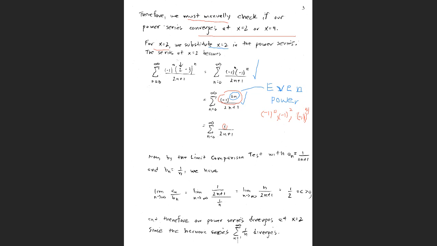So this series, the series n equals 0 to infinity of 1 over 2 times n plus 1, diverges. But do we just say diverges? No, we have to show it. So by the limit comparison test, we're going to let a sub n be 1 over 2n plus 1 and b sub n be 1 over n. Then we look at the ratio of the a-nth term to the b-nth term, and we get out a half.